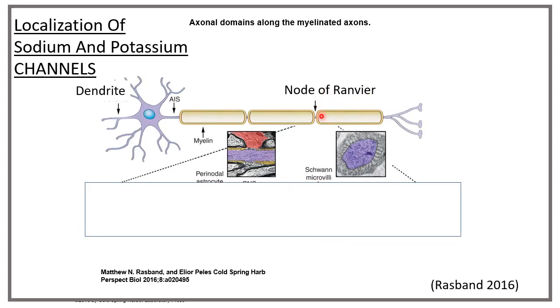The nodes of Ranvier comprise multiple sodium channels and potassium channels. Underneath the Schwann cells, these channels associated with the action potential are absent. So there's a localization of sodium and potassium channels at the nodes of Ranvier.